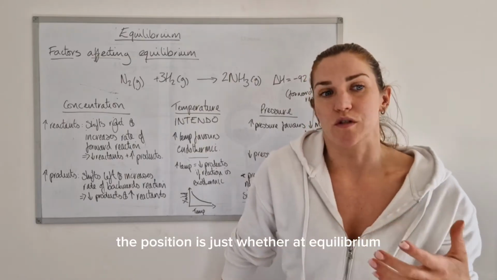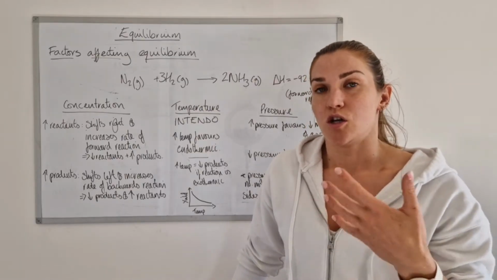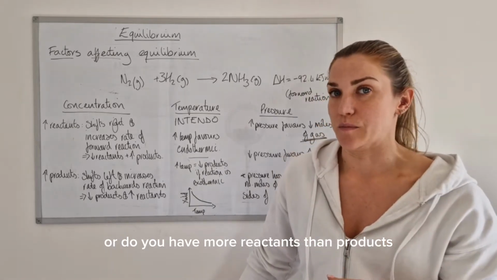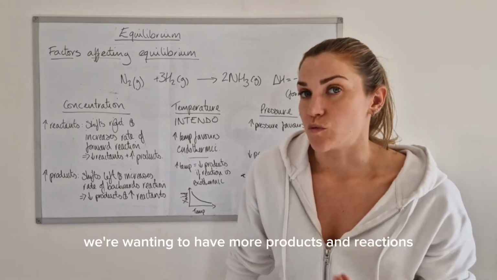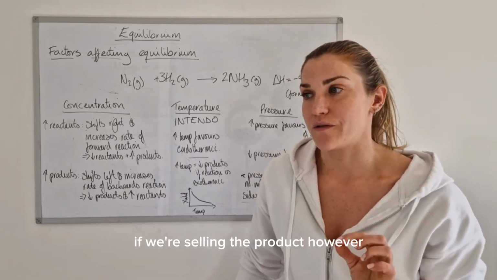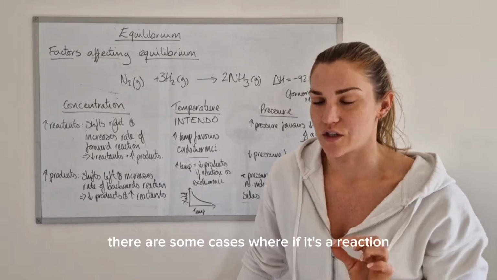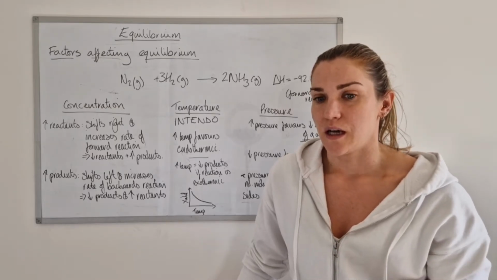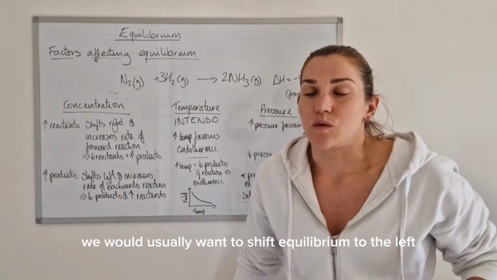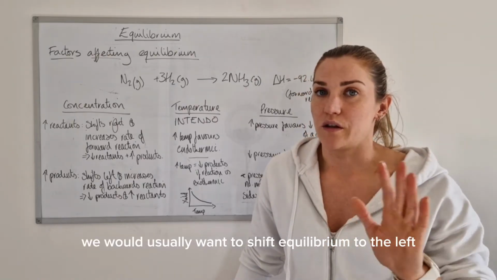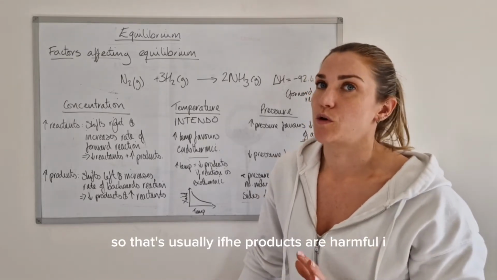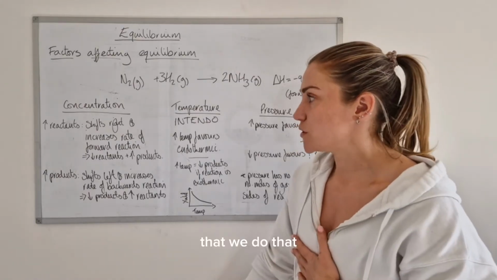And like I said before, the position is just whether at equilibrium you have more products than reactants, or more reactants than products. Usually we want more products than reactants because that's going to make us more money if we're selling the product. However, if it's a reaction we don't want to happen, that's producing something toxic or harmful, we would usually want to shift the equilibrium to the left, where we have more reactants and less products. So that's usually if the products are harmful.